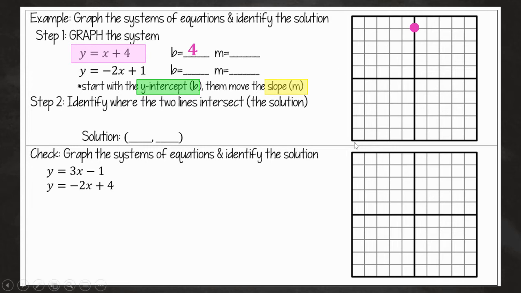And in order to move my slope of 1, because even though there is not a number listed in front of that variable x, I know that there's an implied 1. An implied 1 represents my slope. So with a slope of 1, I can either go up 1 and to the right 1 and put a point, or I can go down 1 and to the left 1 and put a point. That is a positive 1 slope. And I connect my points and I draw my line.